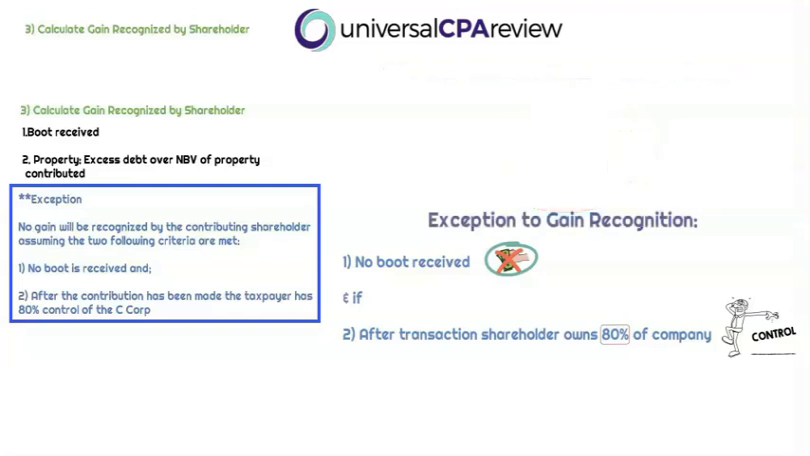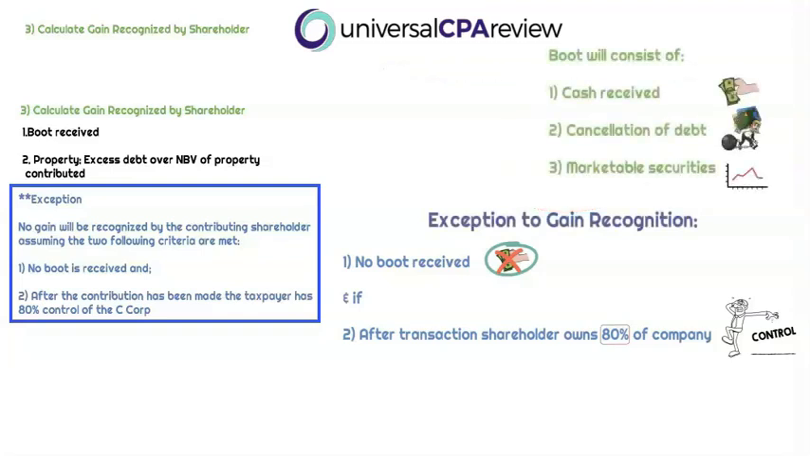Okay, so focusing in on boot real quick, what does this consist of? This is basically anything other than the shares that they are receiving. So if the corporation also kicked in cash, or said we're going to give you some additional securities of a different stock that we own, maybe we have some Google stock, we don't want this, we're just going to give it to you. Boot could be cash, could be stock, or it could also be cancellation of debt. So once again, the 2 scenarios for them to avoid paying tax today, AKA recognizing gain, is if they meet the 80% control test and if no boot has been received.